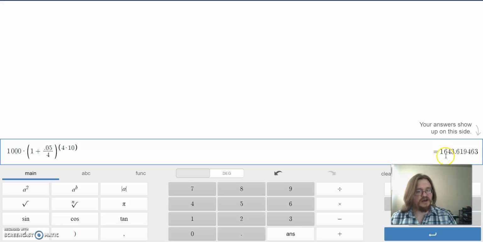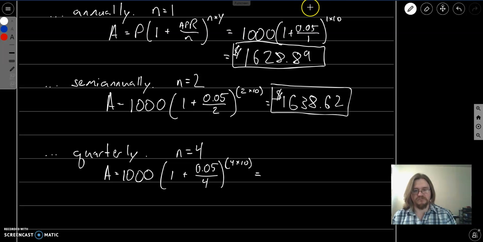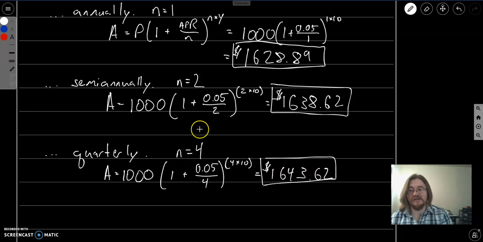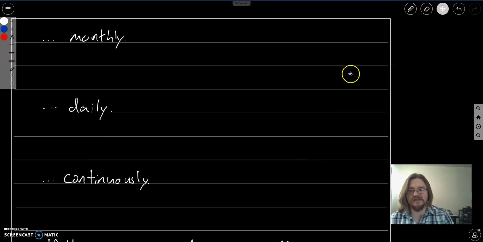And we get 1643.62. Again, rounding this to the nearest penny, the 9 is going to round that up. 1642.62. Did I get that correct? 1643, in fact. So we earned a little bit more money by compounding it quarterly. Let's look at this monthly, daily, and continuously.